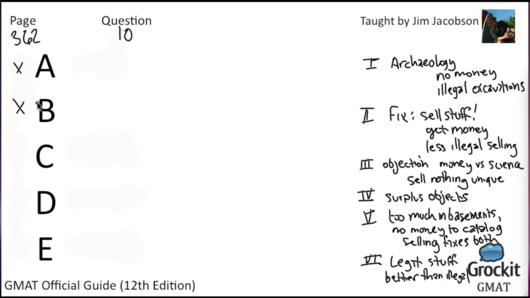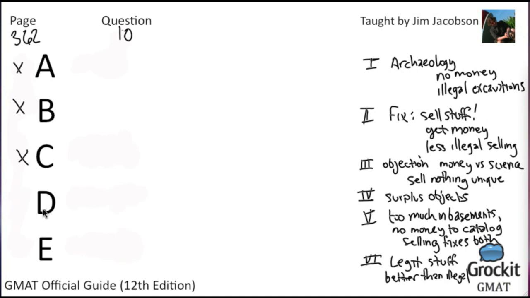C, there is likely to be a continuing supply of such artifacts. So the author does actually imply that in lines 41 through 43, where the author says, the basements of museums are simply not large enough to store the artifacts that are likely to be discovered in the future. So even though the author doesn't say outright that there is likely to be a continuing supply, the author almost says that, so that's also implied.